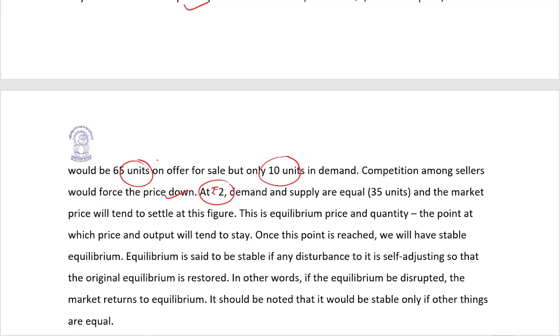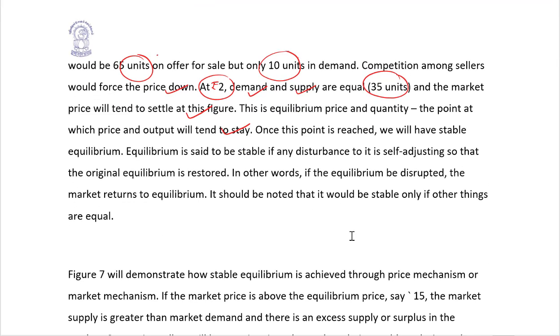At 2 rupees, demand and supply are equal, that is 35 units, and the market price will tend to settle at this figure only. This is the equilibrium price and quantity, the point at which price and output will tend to stay. Once this point is achieved, that is at price 2 and 35 units, we will have stable equilibrium.